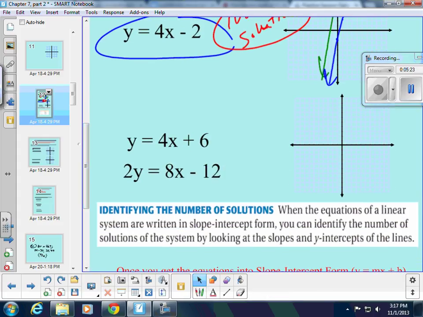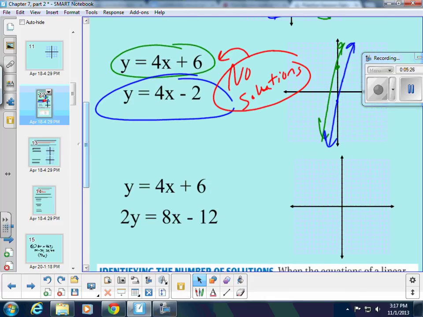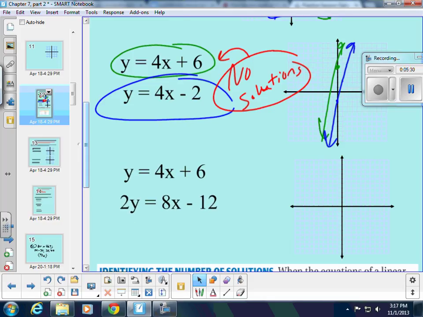One more example I have up here, before I get to the part where I'd like you to write something about this down, if you're taking notes along with me. This next one says y equals 4x plus 6 for the first equation in the system. Second equation says 2y equals 8x minus 12.